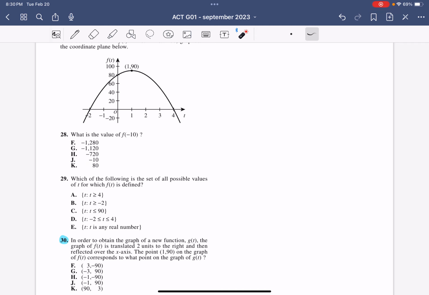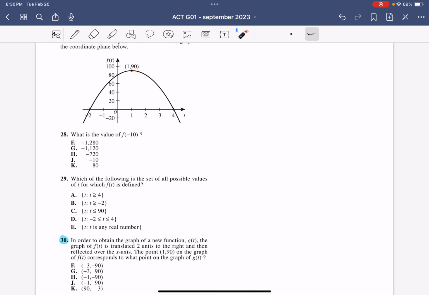So it's saying in order to obtain the graph of a new function, and the new function, they're calling it g of t, the graph of f of t, which is this, is translated 2 units to the right and then reflected over the x-axis. And the point they're saying on the graph, this 190, this point right here, they're asking what would it correspond to of g of t. In other words, they're saying if we translate this 2 to the right and then we flip it.